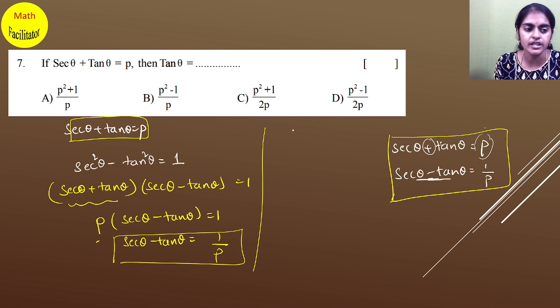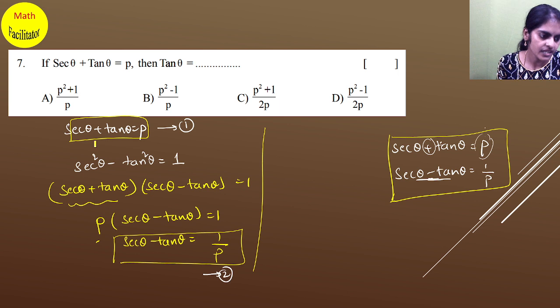So now let's proceed. You need to find tan theta value. So this is equation number 1 and this is equation number 2. Solving equations 1 and 2, you'll get tan theta. If I add both the equations, tan theta will get cancelled because this is plus tan theta and this is minus tan theta. So both of them will get cancelled. So I am not going to add. What I'll do now is subtract the equations. Okay, so let us subtract.